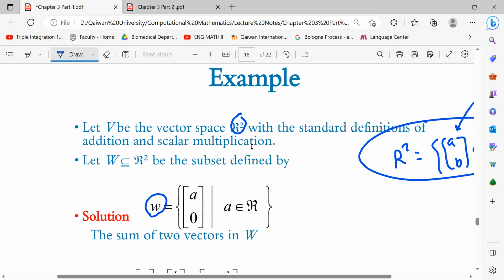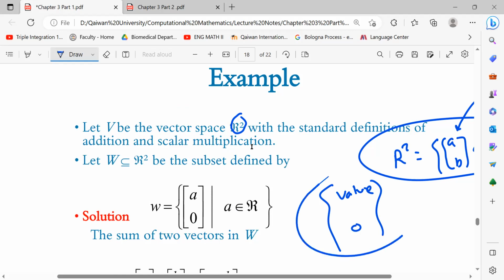It says W is a subspace of R2. Why? W must satisfy both conditions. That means if we take any two members of W, the sum of them must be in W, so we must get the same form: a value and 0. The sum of any two vectors in W must be of this form, value and 0. And if we multiply a scalar by any vector of W, it must be of the same form, value and 0. Let's check if we can do it or not.